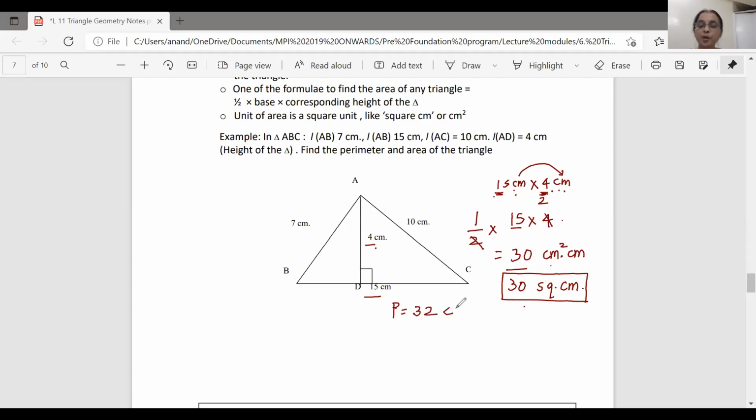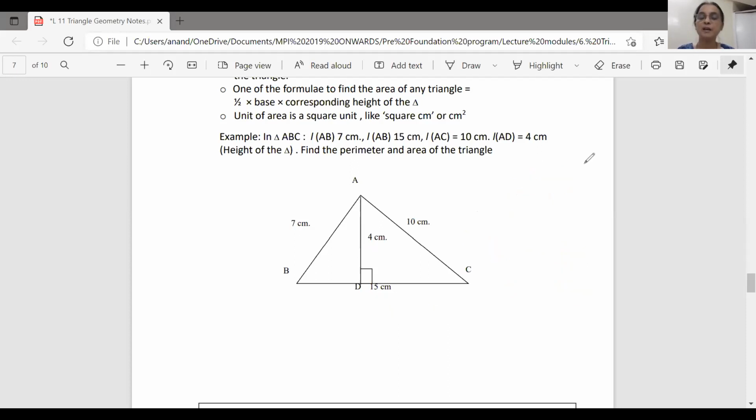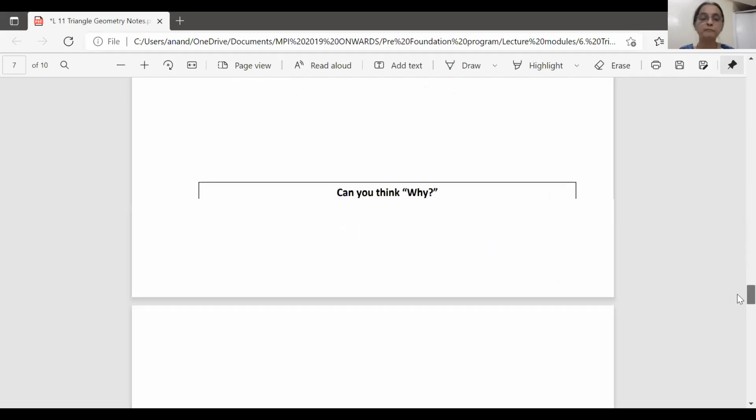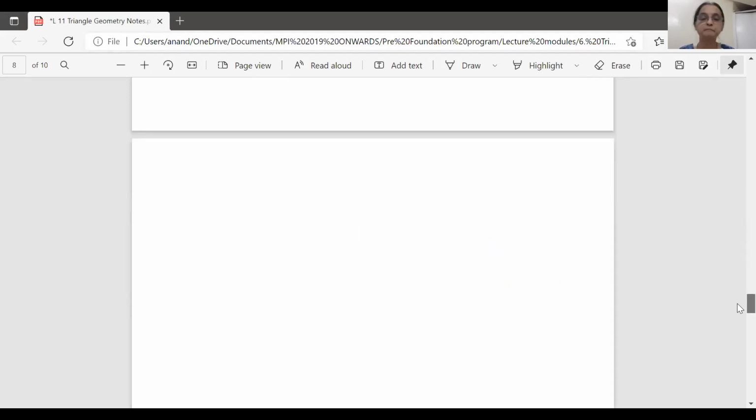So for all the above triangles now, we have constructed 60 triangles, I guess, about 10 of each type. 10 equilateral, 10 isosceles, 10 scalene, 10 acute angle, 10 obtuse angle, 10 right angle. So I want you to find the areas and perimeters of all those triangles, measure the lengths and find them.